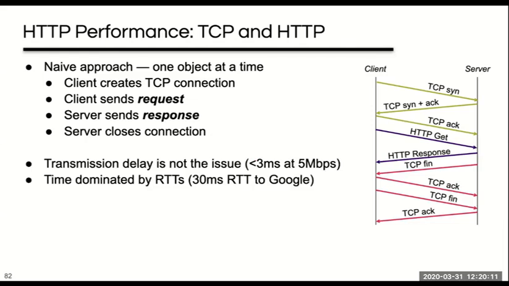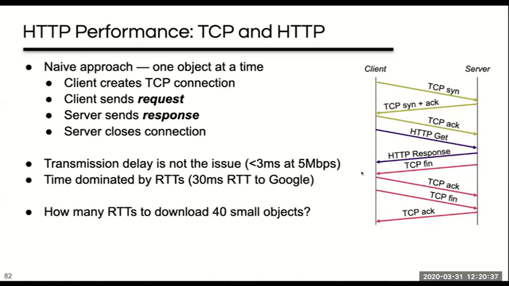But okay, in scenarios like this, the transmission delay isn't the issue. A packet at 5 megabits takes less than 3 milliseconds to transfer. So the time really is dominated by RTTs. Like my RTT to Google is 30 milliseconds, so like 10 times more.